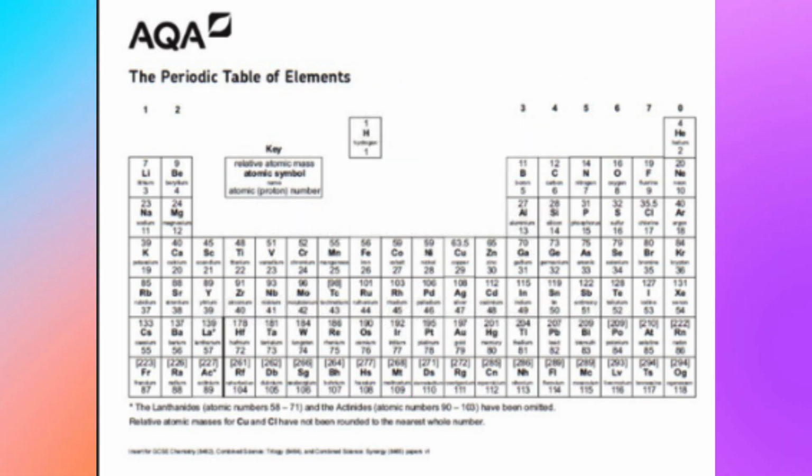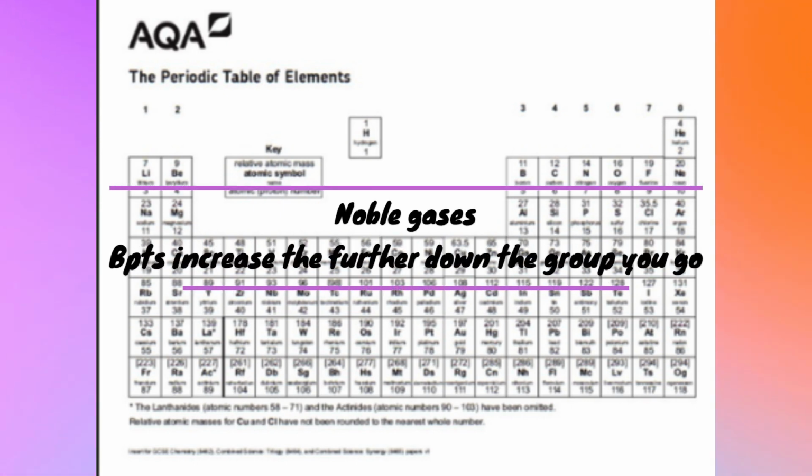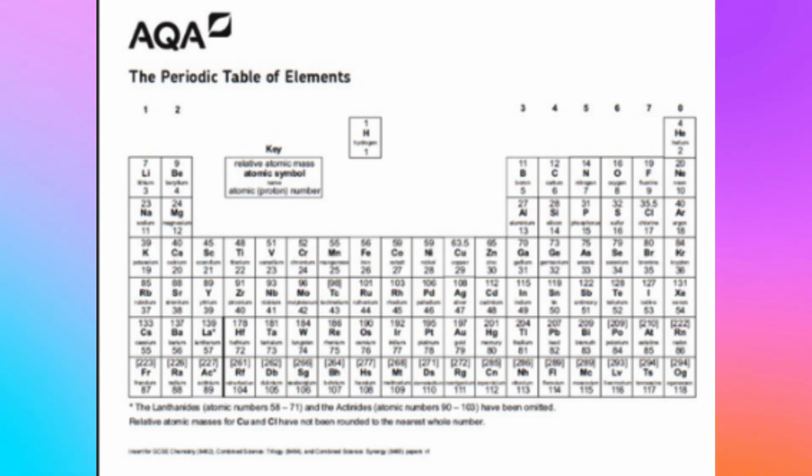And there's a few trends that we need to understand and be able to apply in questions on C2, and one of them is essentially that for the noble gases, their boiling points increase the further down the group you go. So radon is going to have a much, much higher boiling point than helium is.